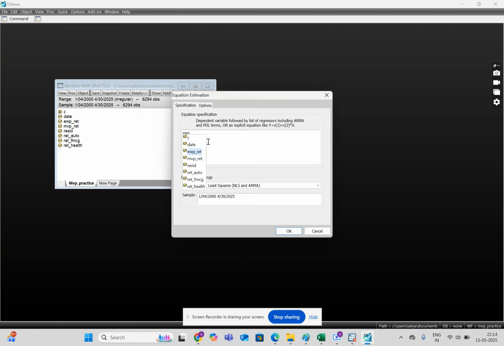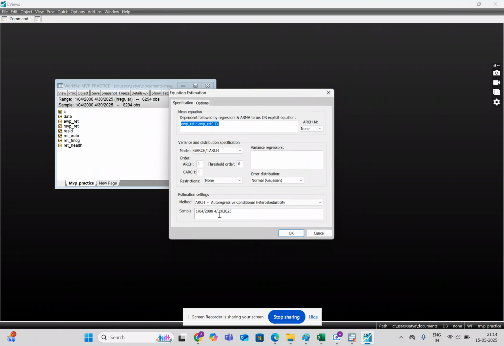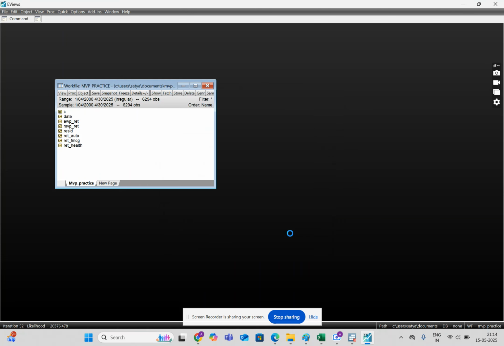So we can write EWP return. Then you can just try to see, or you can give a lag. It depends on you. Our method will obviously be EGARCH. So we go to ARCH, then we go to EGARCH. Let us do it on the basis of an asymmetric order. So asymmetric order will be 1. For the error distribution, keep it GED, and then OK.